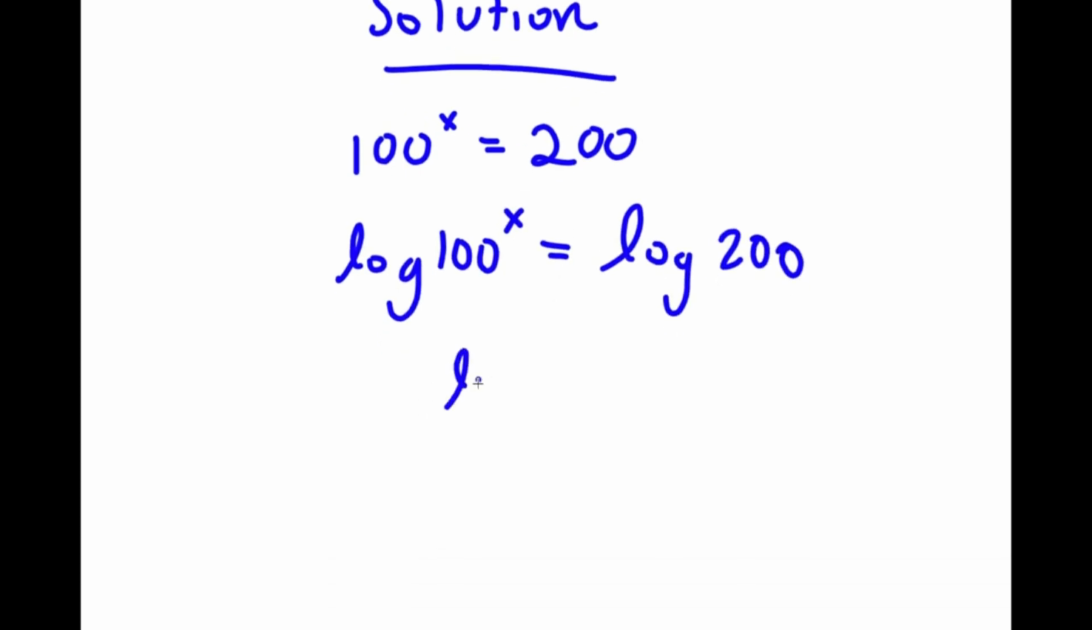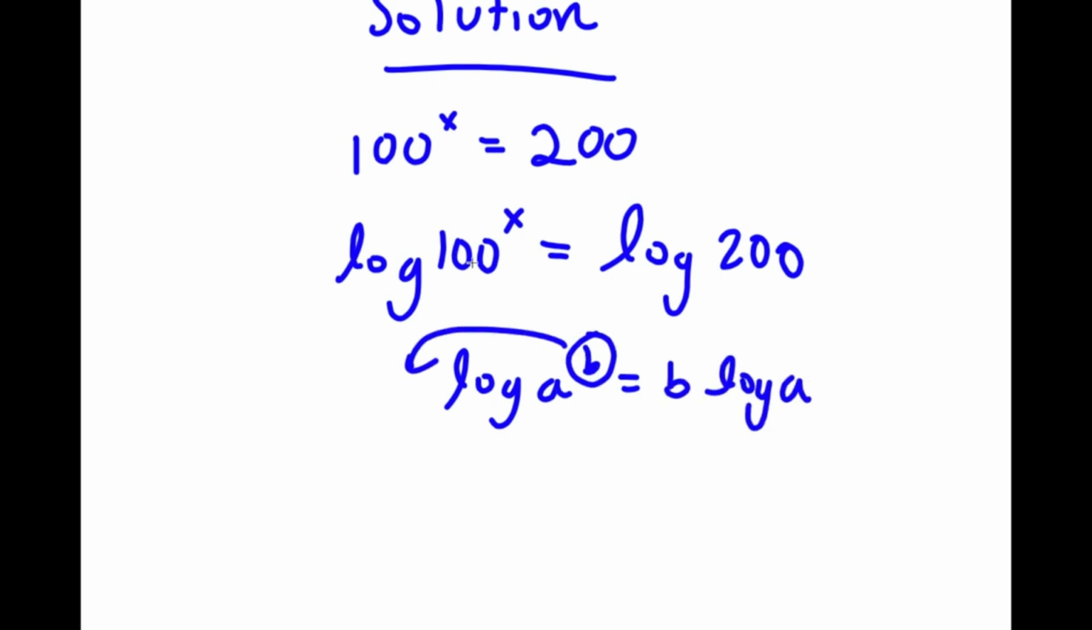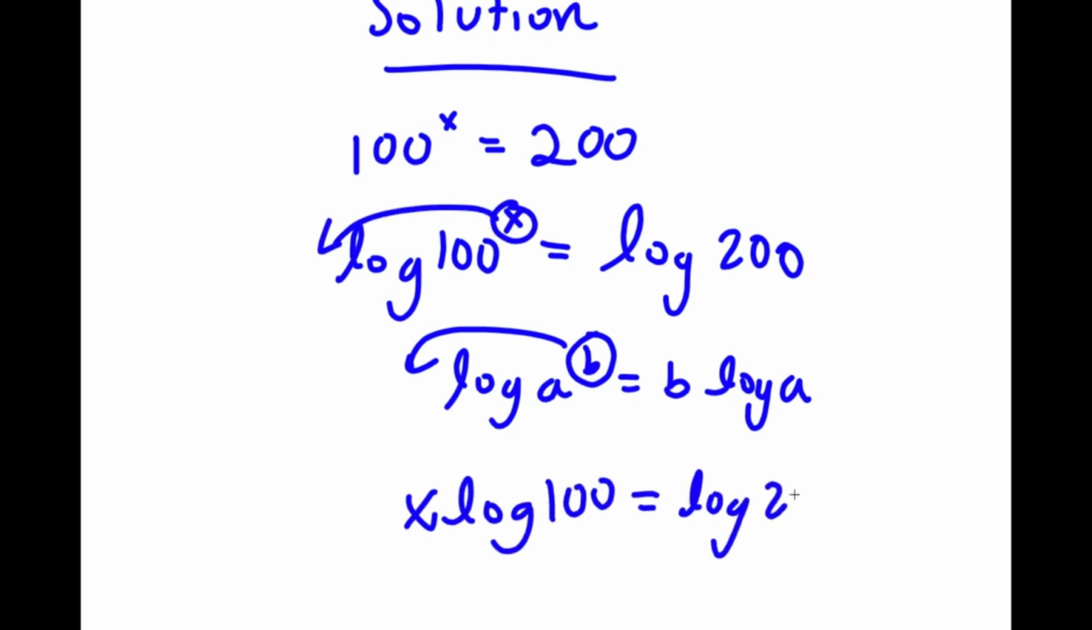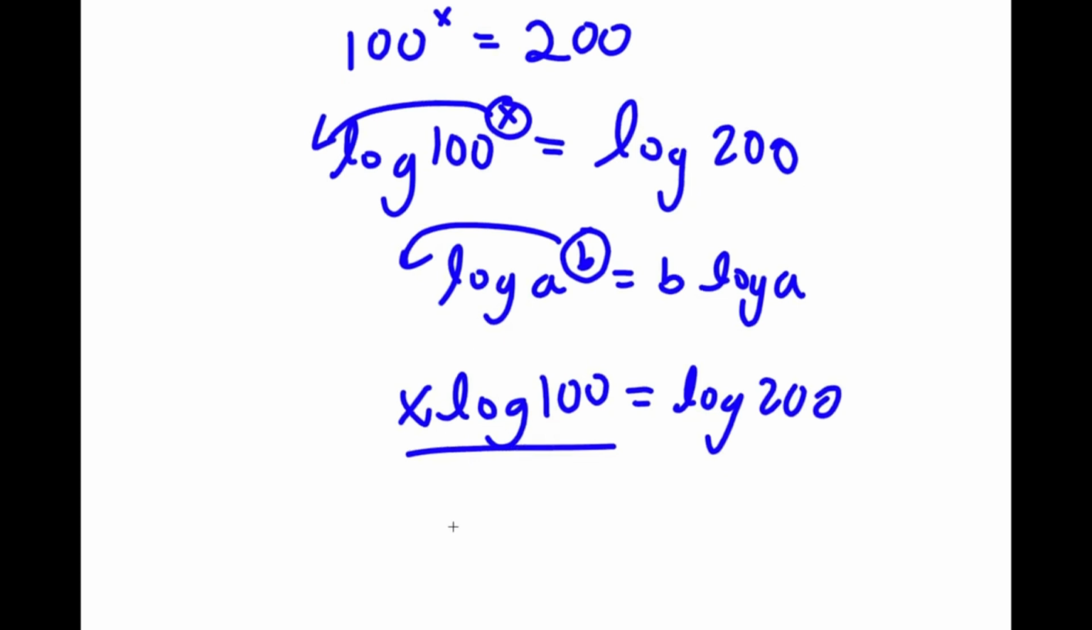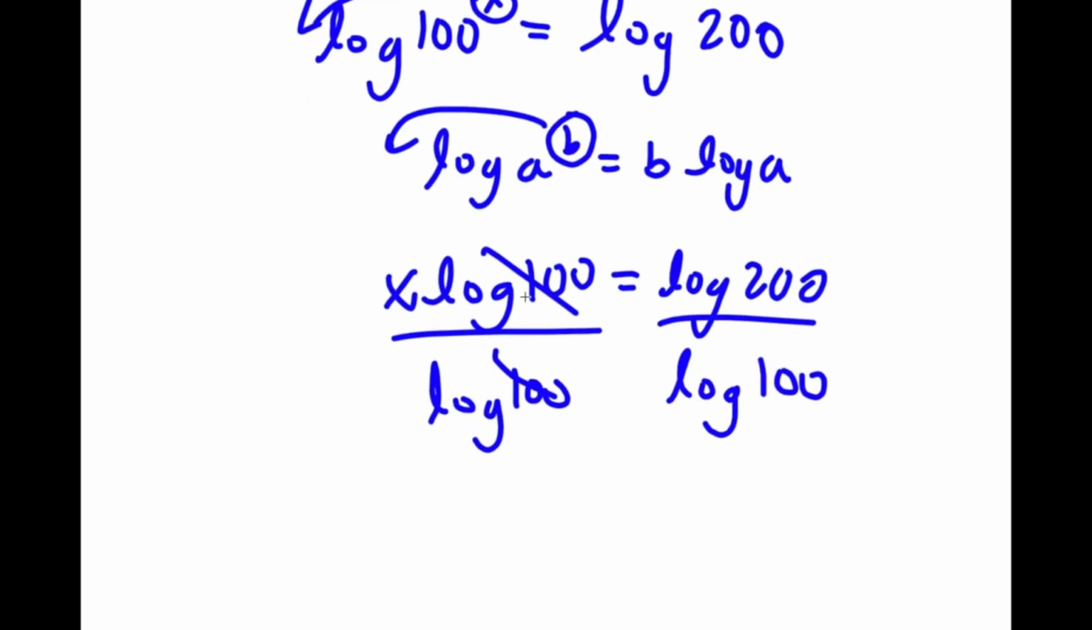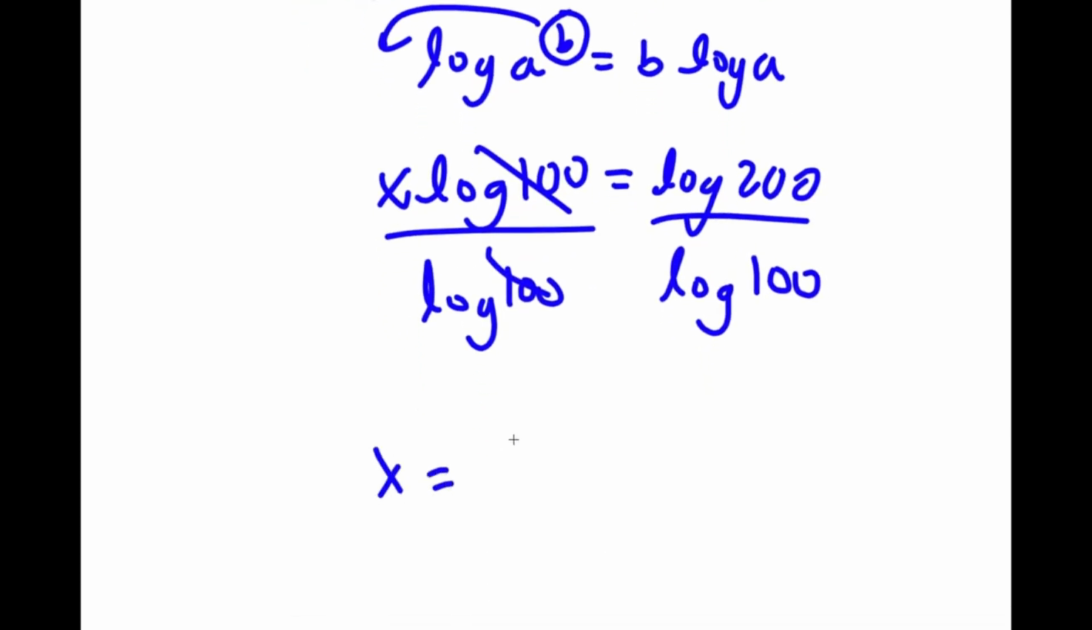Now if I have something in the form log a to the power of b, I can move this exponent b to the front. So this is going to equal b times log a. So in this case, I can move x to the front. So now I have x times log 100 is equal to log 200. Now if I divide both sides by log 100, these two cancel out, and I have x is equal to log 200 over log 100.